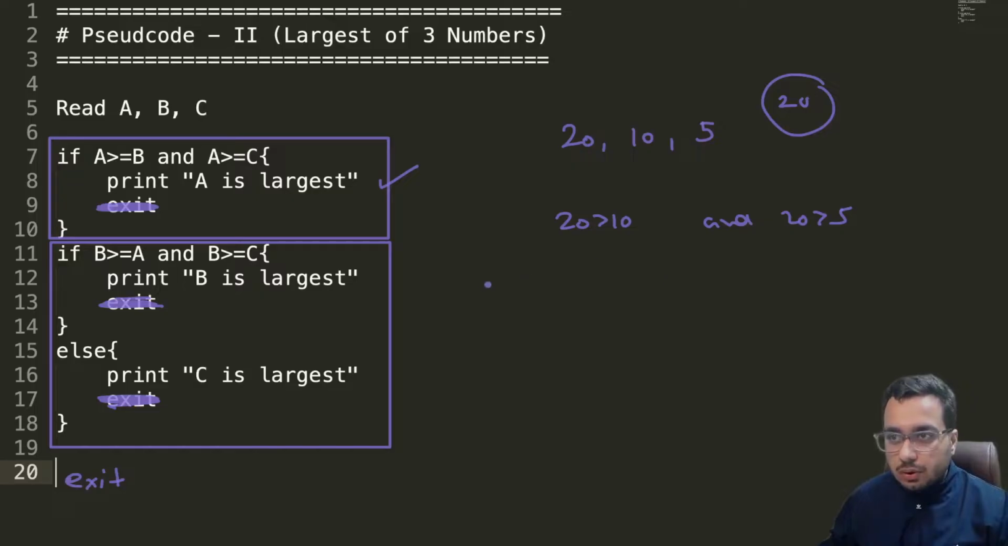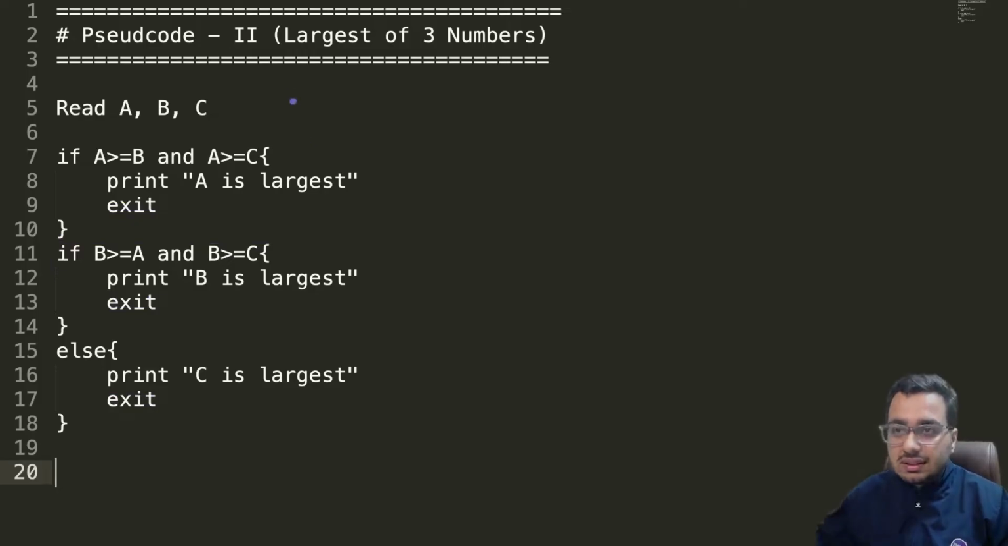Now this block of code will start executing. It will check is B greater than both, which is not true. And hence the control flow will come to this else block and it will print that C is the largest. So it will also print that 5 is the largest. So you will get two outputs in this case. So hence this pseudocode is also wrong and whatever we have written, this is correct.